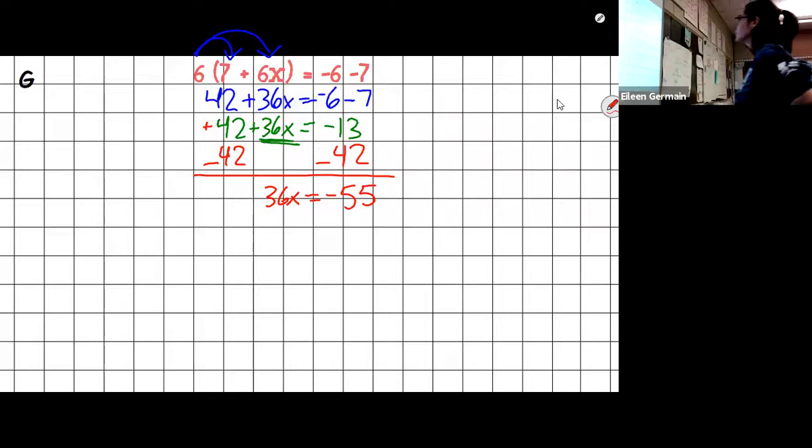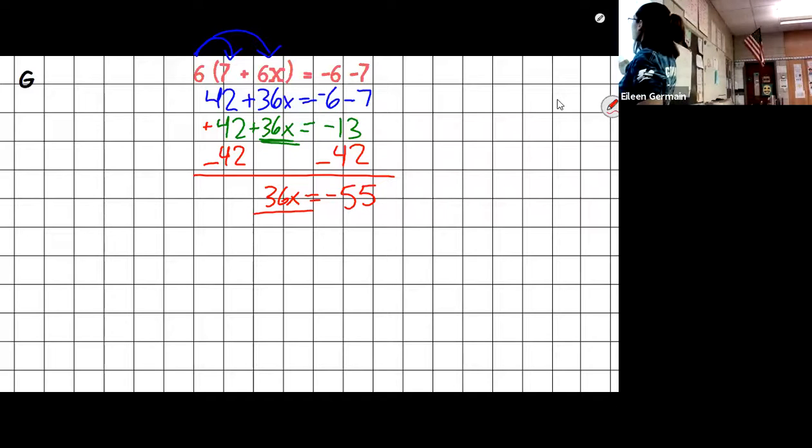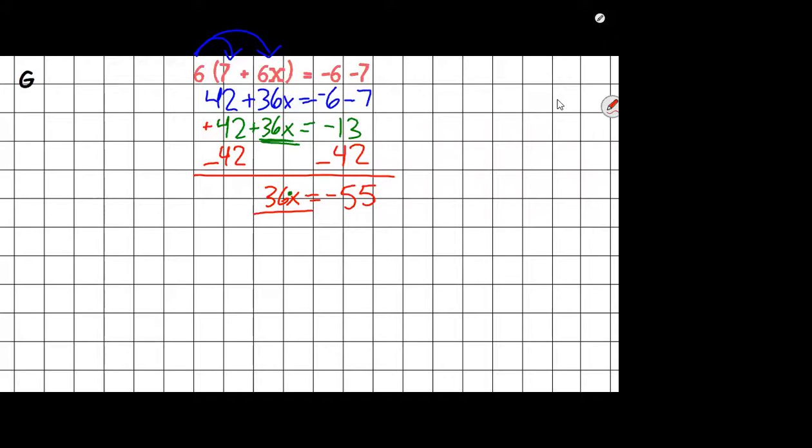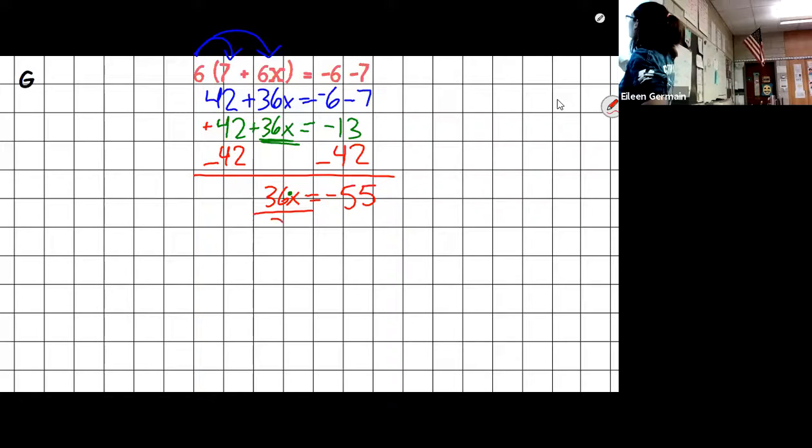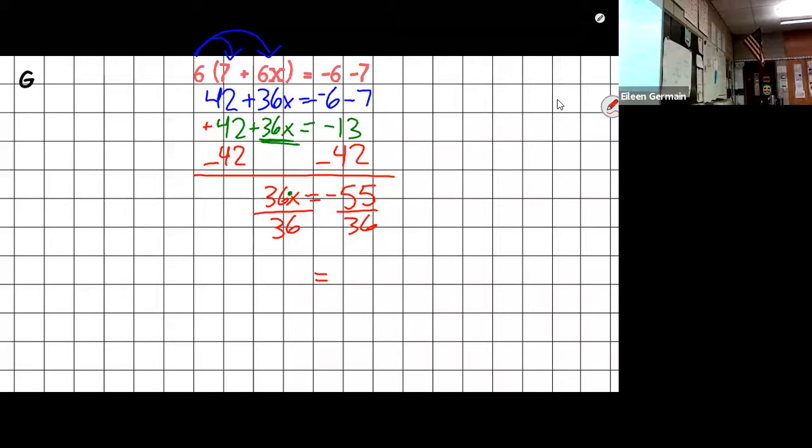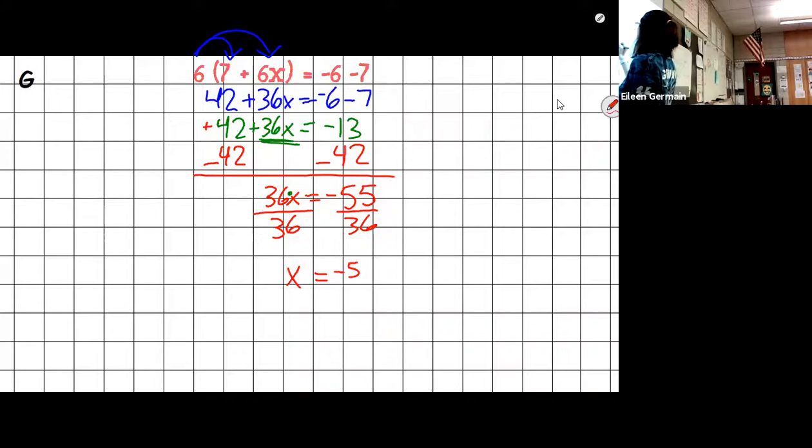Divide both sides by 36. Very good. Because this is like saying 36 times x, we would have to cancel the 36 out by dividing by 36. Divide by 36. Negative 55 divided by 36, I believe, does not simplify. 1 second. 55 divided by 36. It does not simplify, so it would say x is equal to negative 55 over 36.